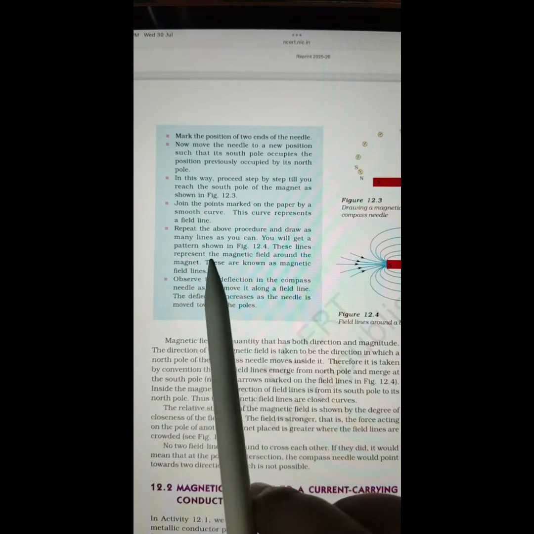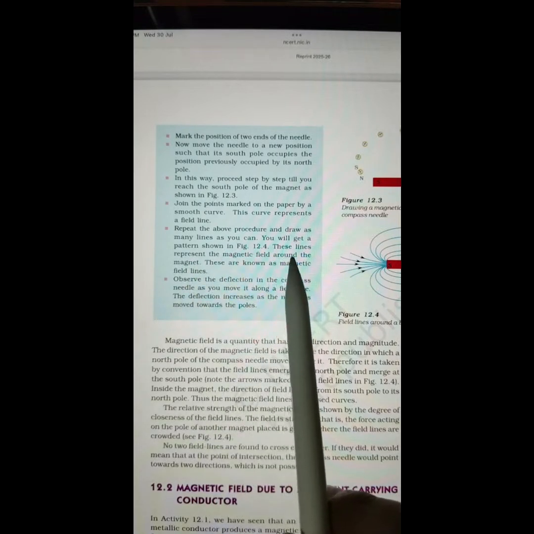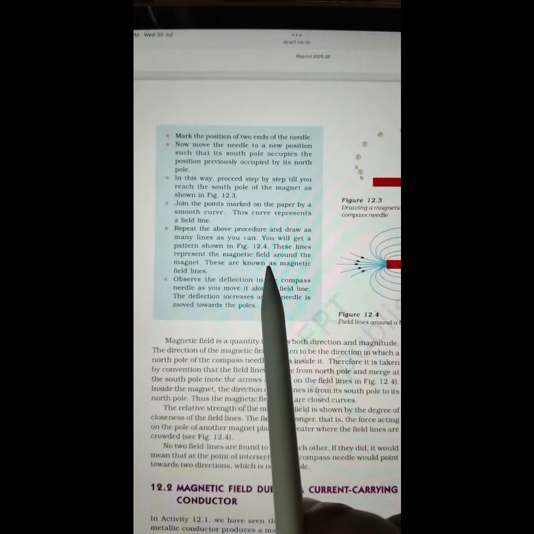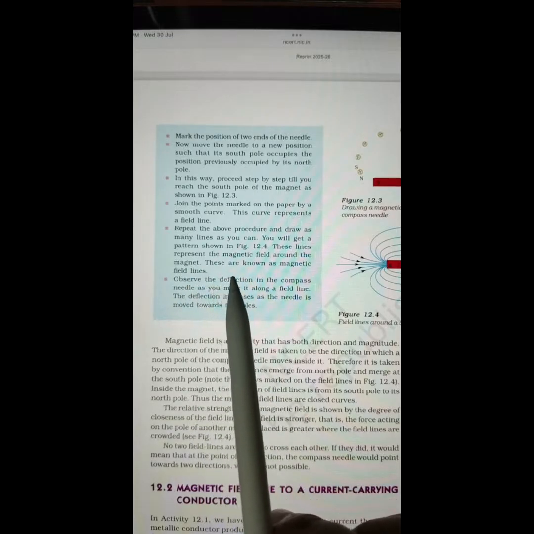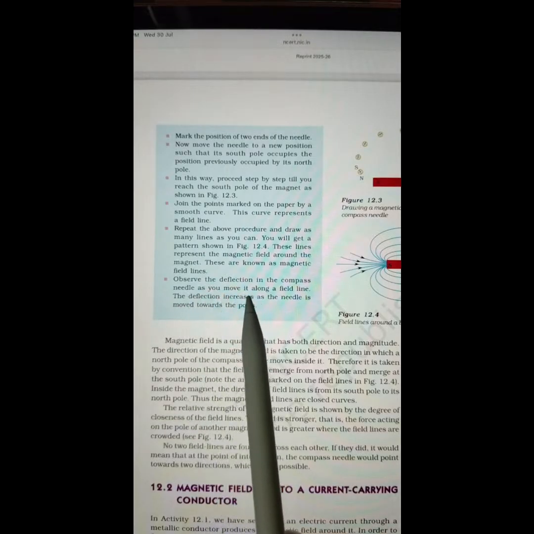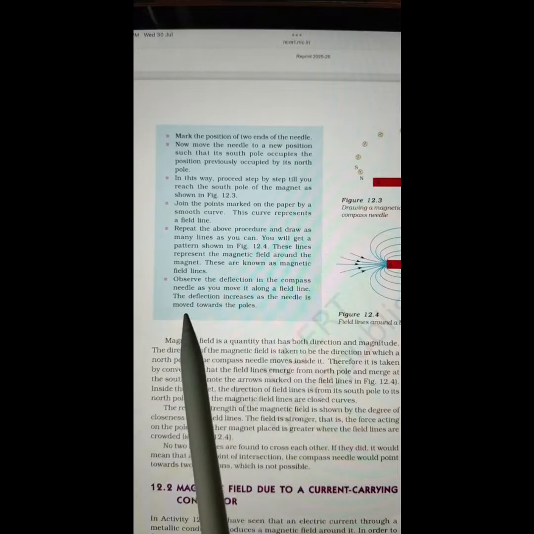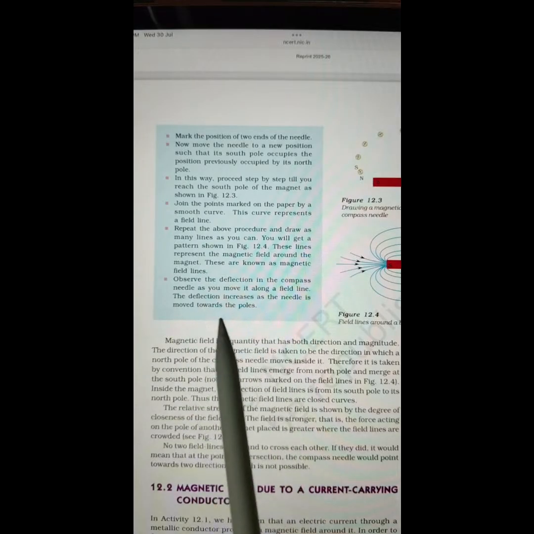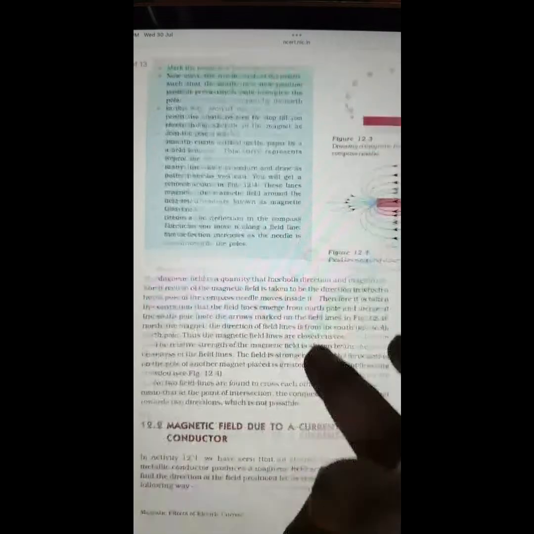You will get a pattern as shown in figure 12.4. These lines represent the magnetic field around the magnet. These are known as magnetic field lines. Observe the deflection in the compass needle as you move it along a field line. The deflection increases as the needle is moved towards the poles.